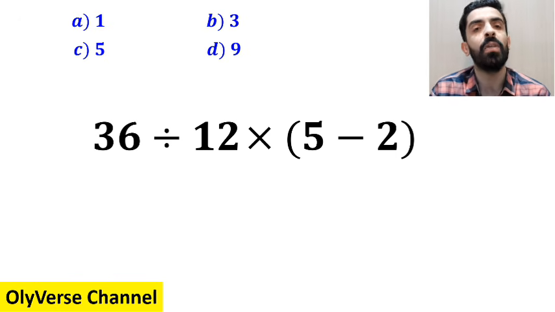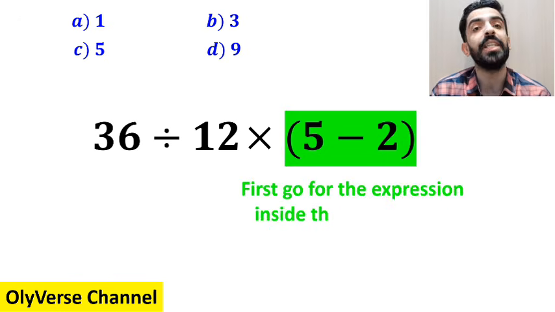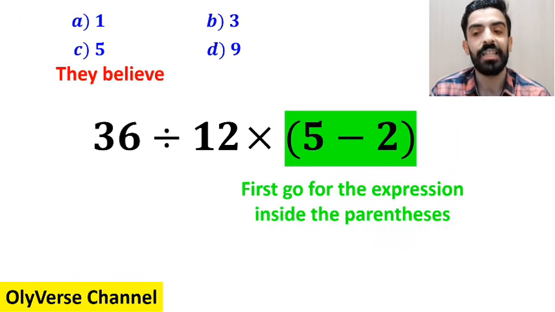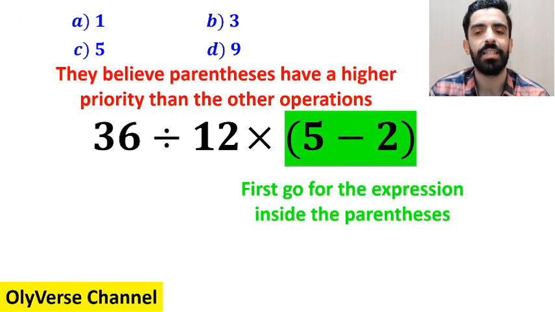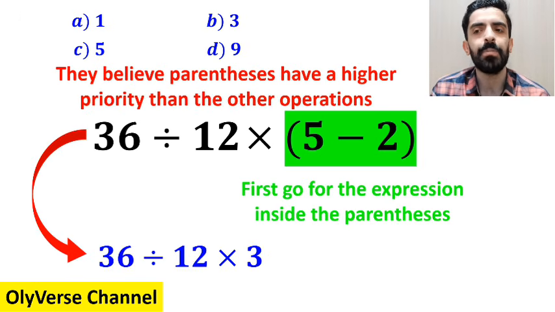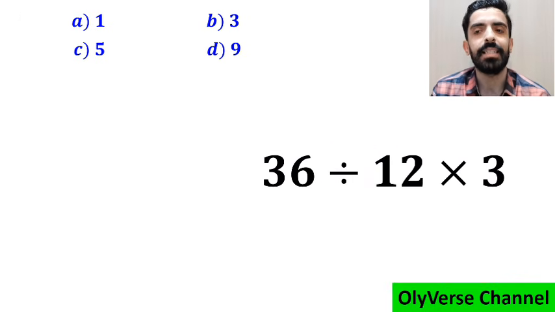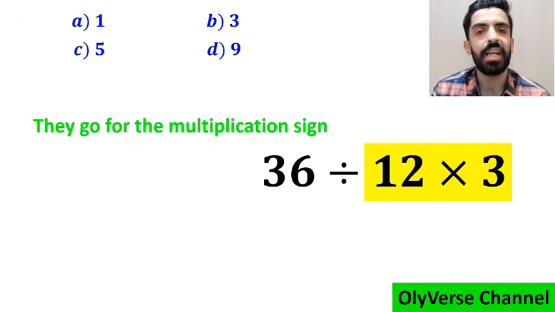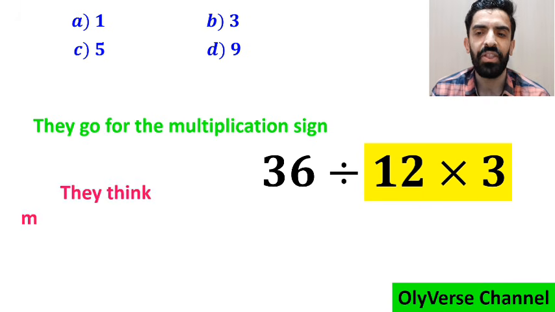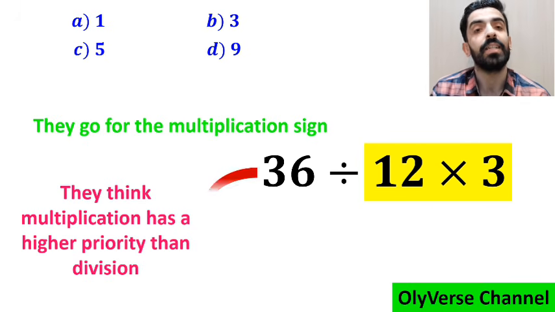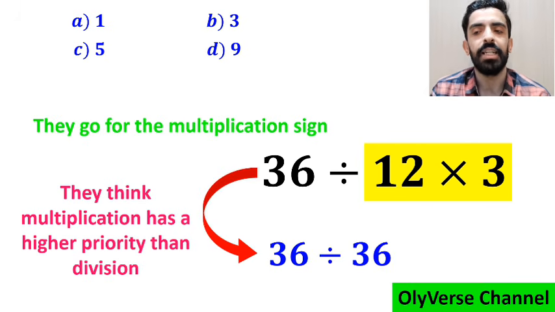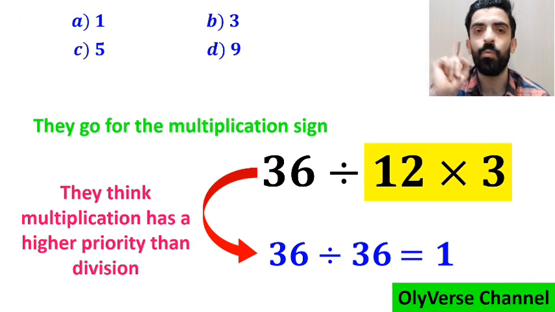Many people, when trying to solve this question, first go for the expression inside the parentheses because they believe parentheses have a higher priority than the other operations. So, they simplify this expression to 36 divided by 12 times 3. And the next step, they go for the multiplication sign that I've highlighted in yellow because they think multiplication has a higher priority than division. So, instead of this expression, they write 36 divided by 36, which finally gives them the answer 1.